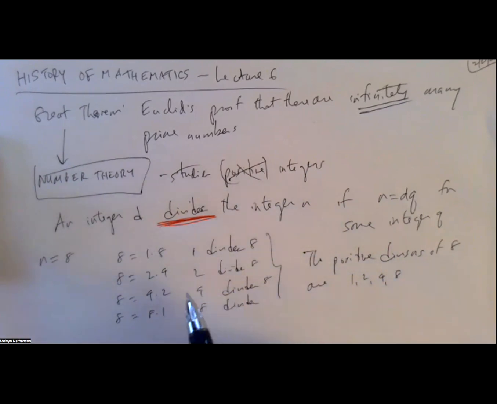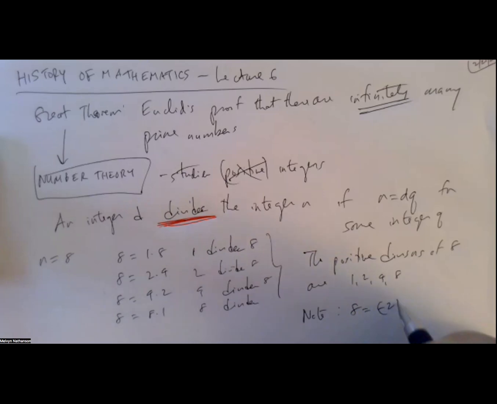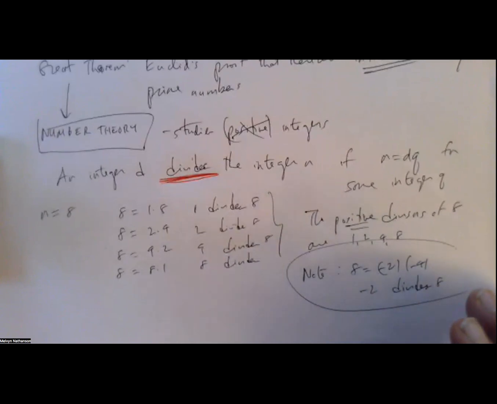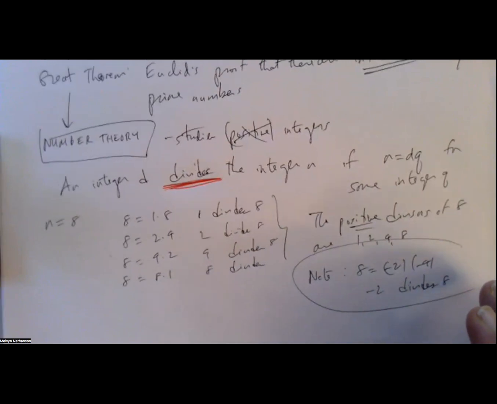Of course, if 2 divides 8, minus 2 divides 8, you could also say 8 is minus 2 times minus 4. So minus 2 also divides 8. But that's kind of trivial, and we just usually write down the positive divisors and know that to every positive divisor, the corresponding negative number also divides 8.